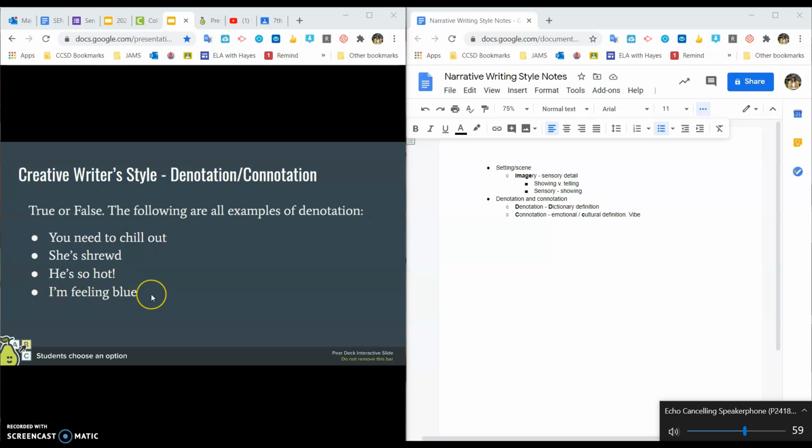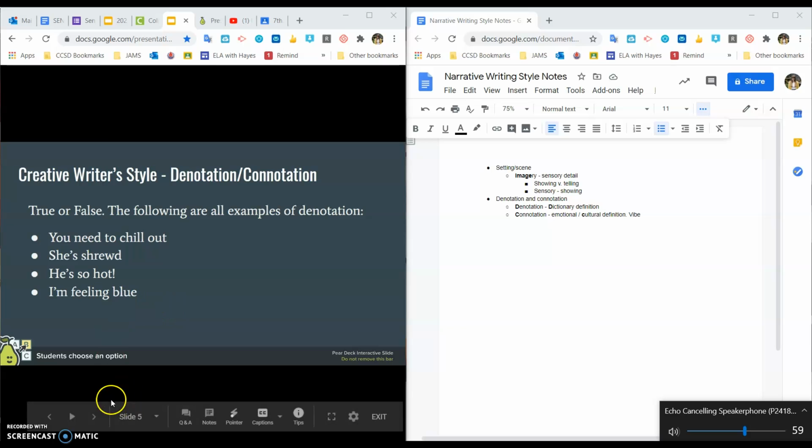Once again, same idea with I'm feeling blue. You're not feeling the color. However, the color blue does have a connotation in our culture that means it has to do something with feeling sad, feeling depressed. And so this idea, again, that the cultural definition here is how we make sense of this.